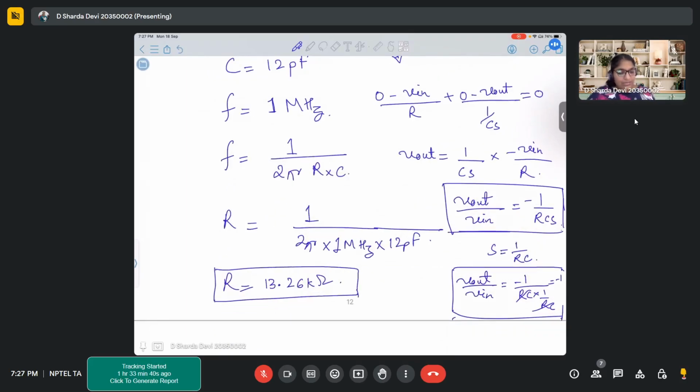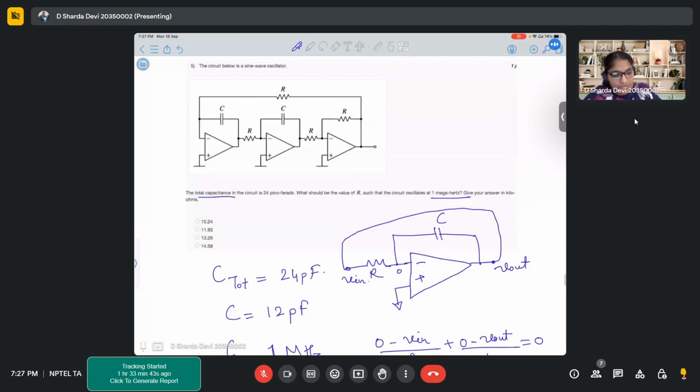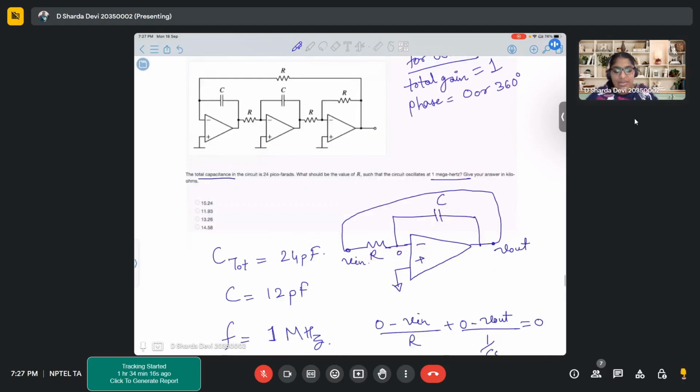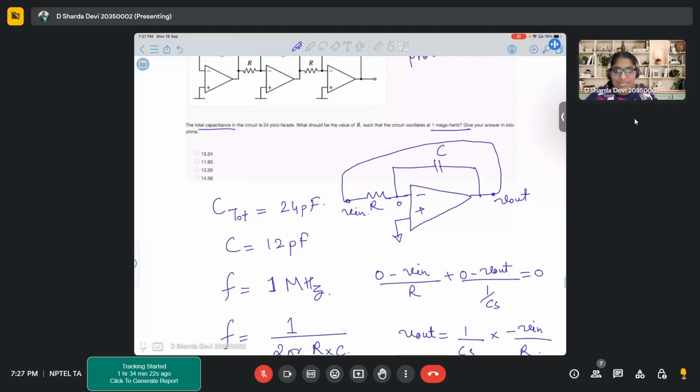So here, that's what I said. For oscillation, the total gain of your circuit should be 1 and the phase should be 0 or 360 degrees. So this is when you get a sustained oscillation. Here it was a basic circuit with R and C. So for this circuit, we know that we will get 1 by RC as our resonant frequency.